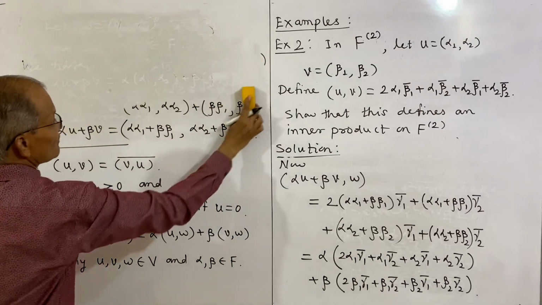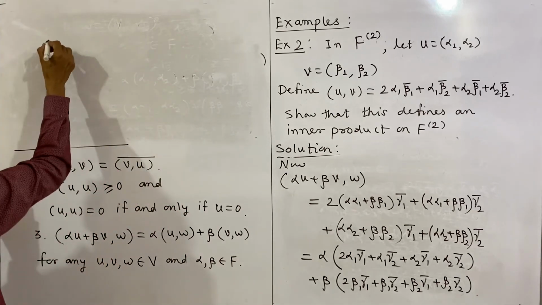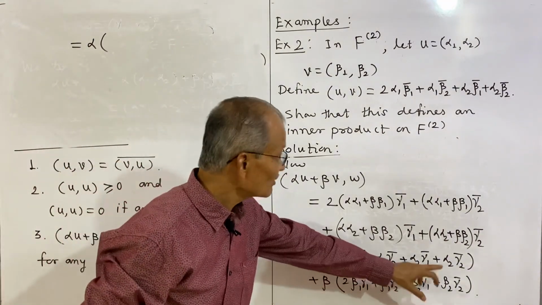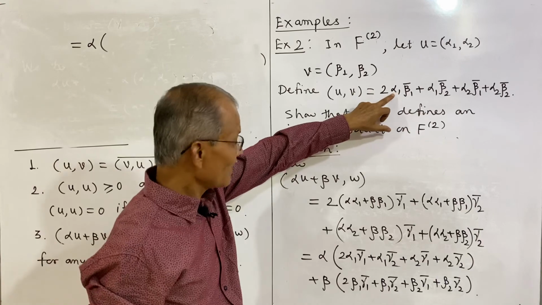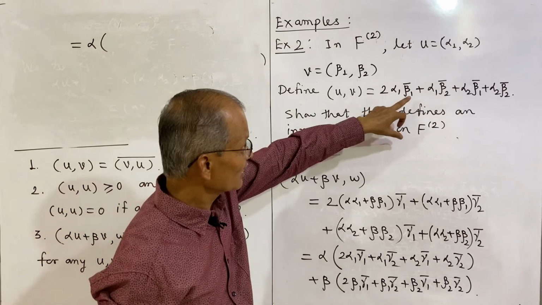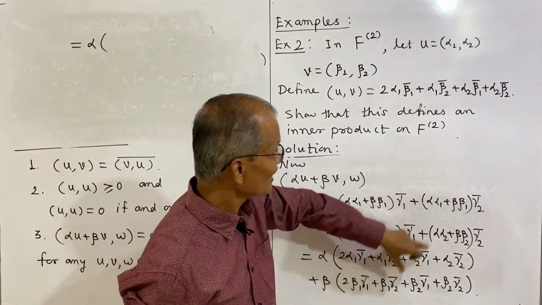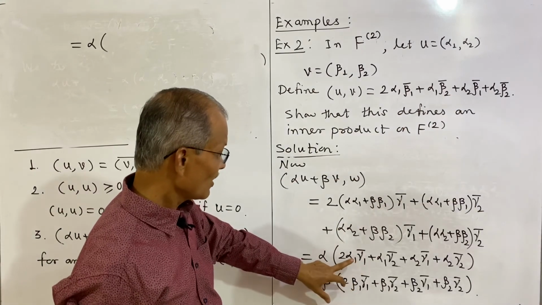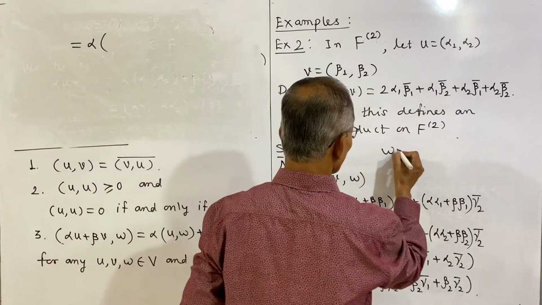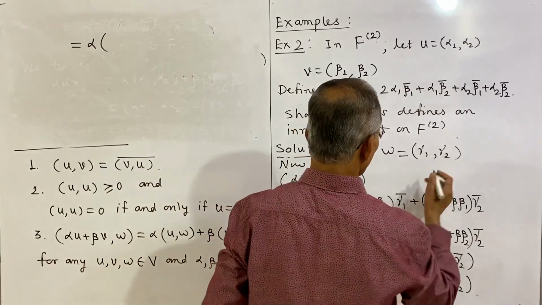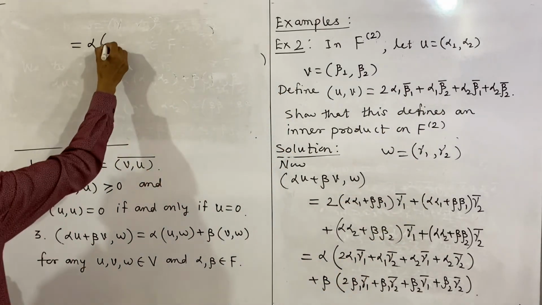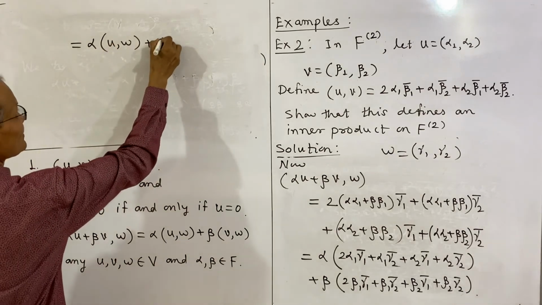Now this we see is equal to alpha into. So for this expression, you see the definition here. In place of alpha it is the same, in place of beta there is gamma: 2 alpha 1 conjugate of gamma 1, alpha 1 conjugate of gamma 2, etc. And therefore this is the inner product of u and w. What w is we have written as gamma 1, gamma 2. So in place of beta it is w, which means this is the inner product of u and w, plus beta.